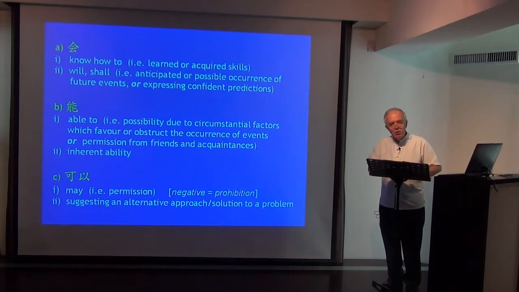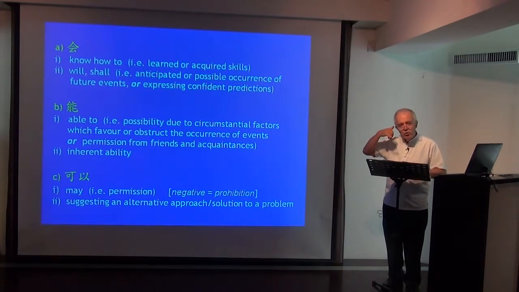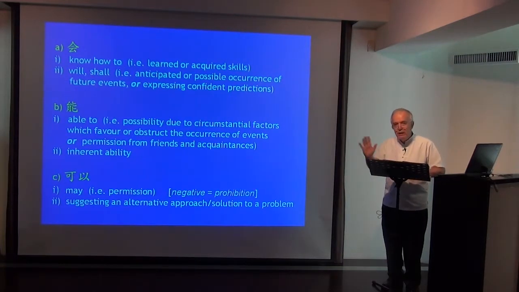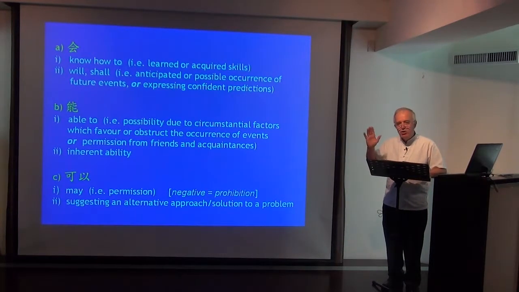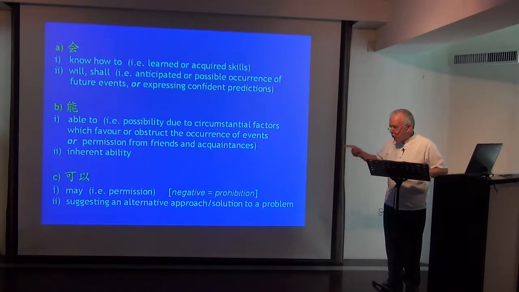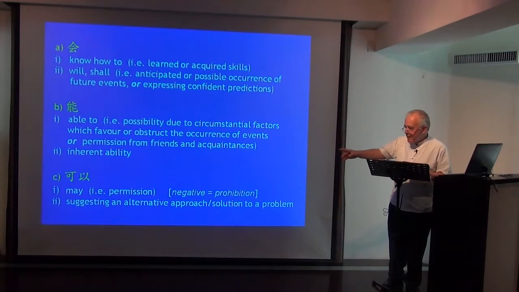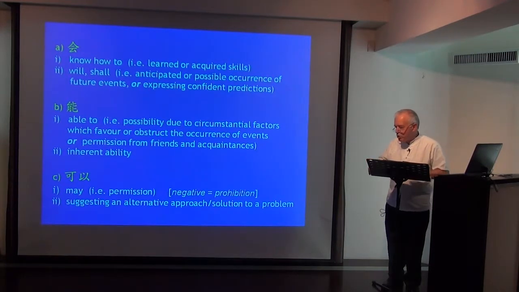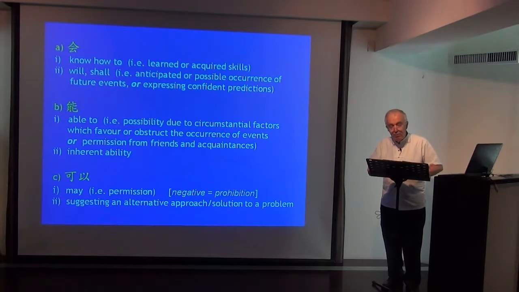What you find with some students is their Chinese friend calls them and says very politely, 我今天晚上可以去你家吗? And because it's not convenient, the foreigner says, 不可以. And that's very strong. Instead of saying 不可以, the student should say something like, 对不起，不太方便. So 可以 in the negative is very strong prohibition. But it also has another meaning, suggesting an alternative approach or solution to a problem.